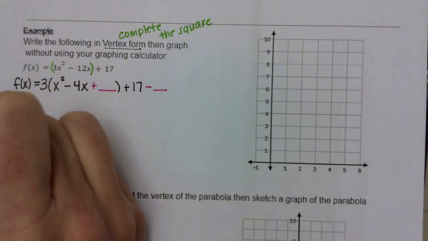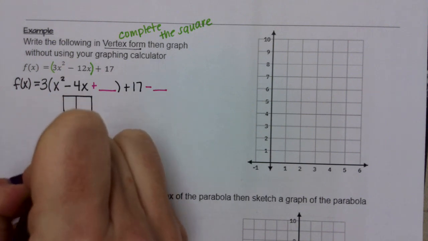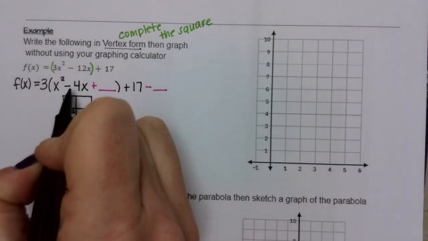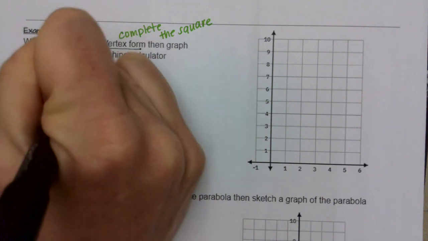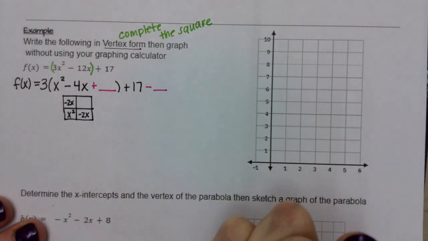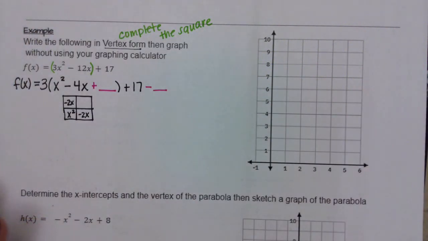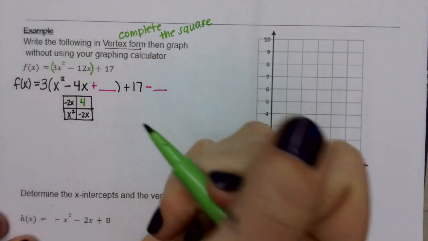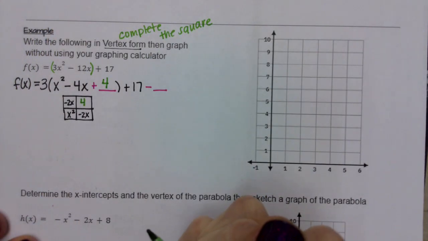Okay, so if you are a person that still needs the box, here's my box. Okay, x squared goes in that part. I need to split negative 4 into perfect squares. So I put negative 2 here and negative 2 here. Okay, the missing piece here would be negative 2 times negative 2, which is positive 4. So a positive 4 goes in here.